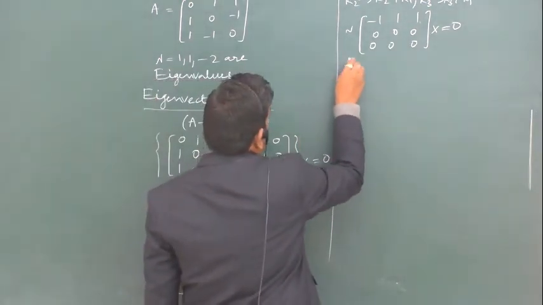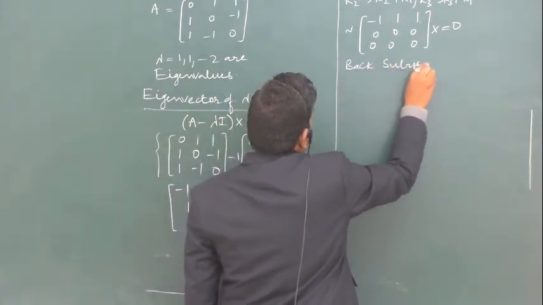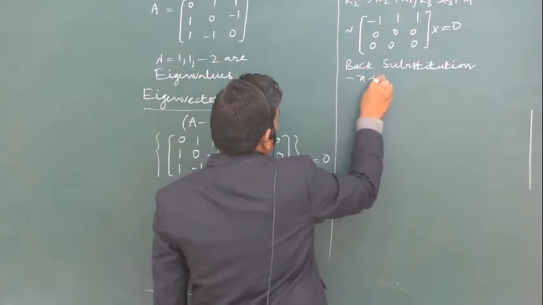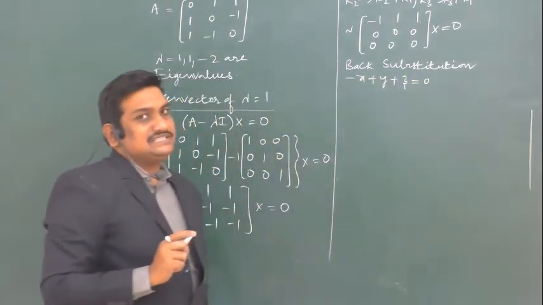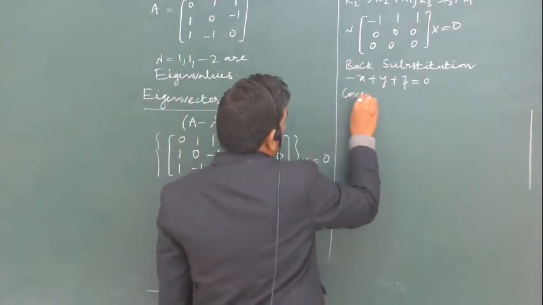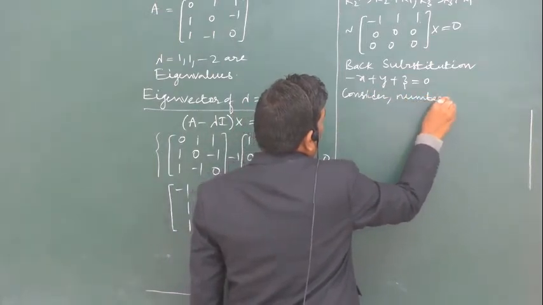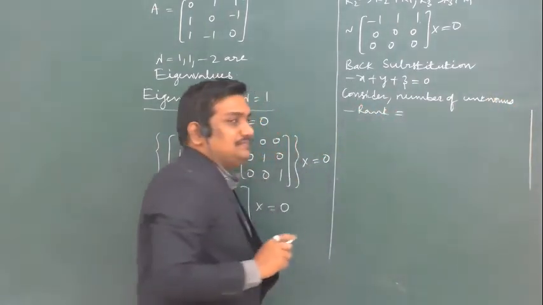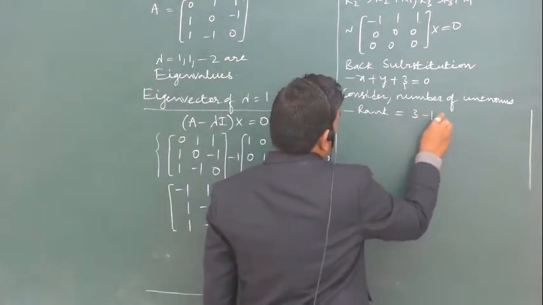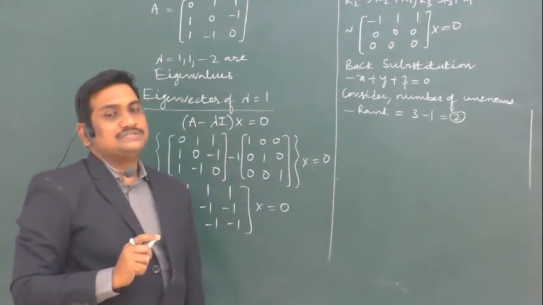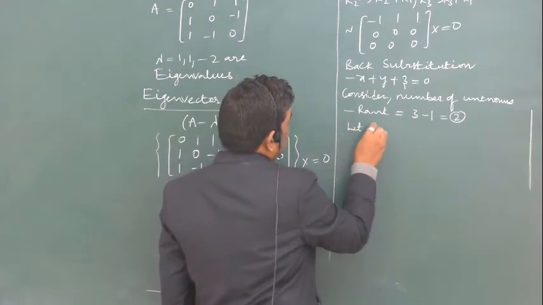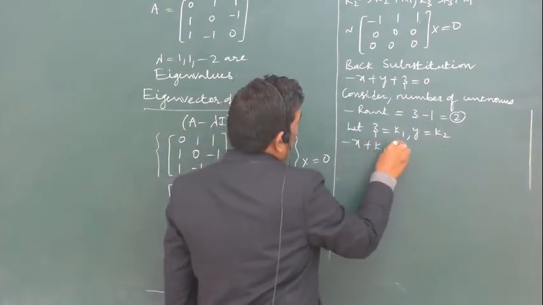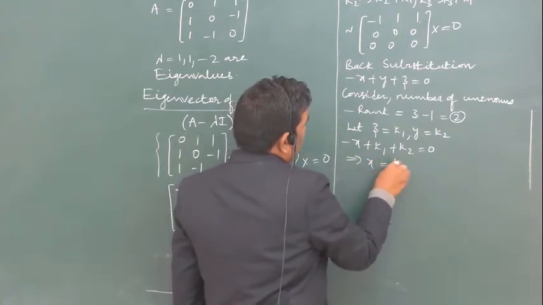Now apply back substitution, which means writing the system of equations from the matrix. It gives minus x plus y plus z equals 0. Now consider the difference between the number of unknowns and the rank of the coefficient matrix. The unknowns are x, y, z, so there are 3 and the rank is 1. The difference is 2, so you need to suppose two unknowns. Let z equal k1 and y equal k2. Then minus x plus k1 plus k2 equals 0, so x equals k1 plus k2.